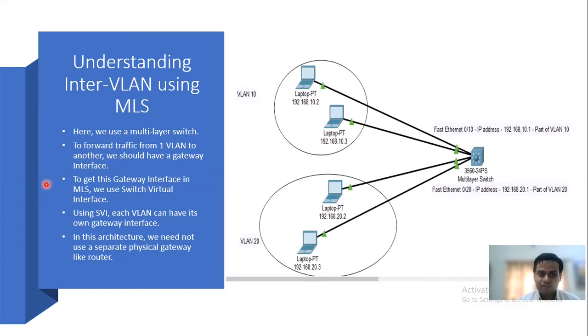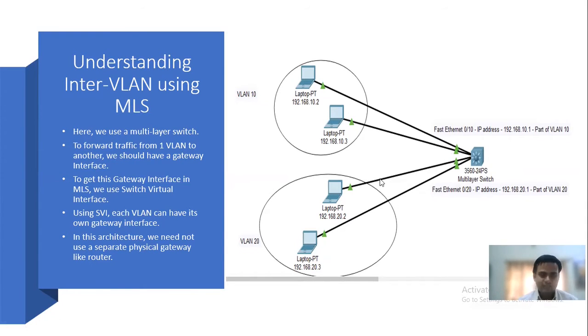To get this gateway interface in a multi-layer switch, we use a switch virtual interface facility in this MLS. And using this SVI, each VLAN can have its own gateway interface. I have 10 computers in this room, and if all those 10 computers have to communicate with 10 computers of some other room, I have a door. You go outside through that door, you communicate, and you come back in. This is the role of the SVI part of this MLS. So in this architecture, we need not apply a separate physical gateway like a router for enabling inter-VLAN communication.